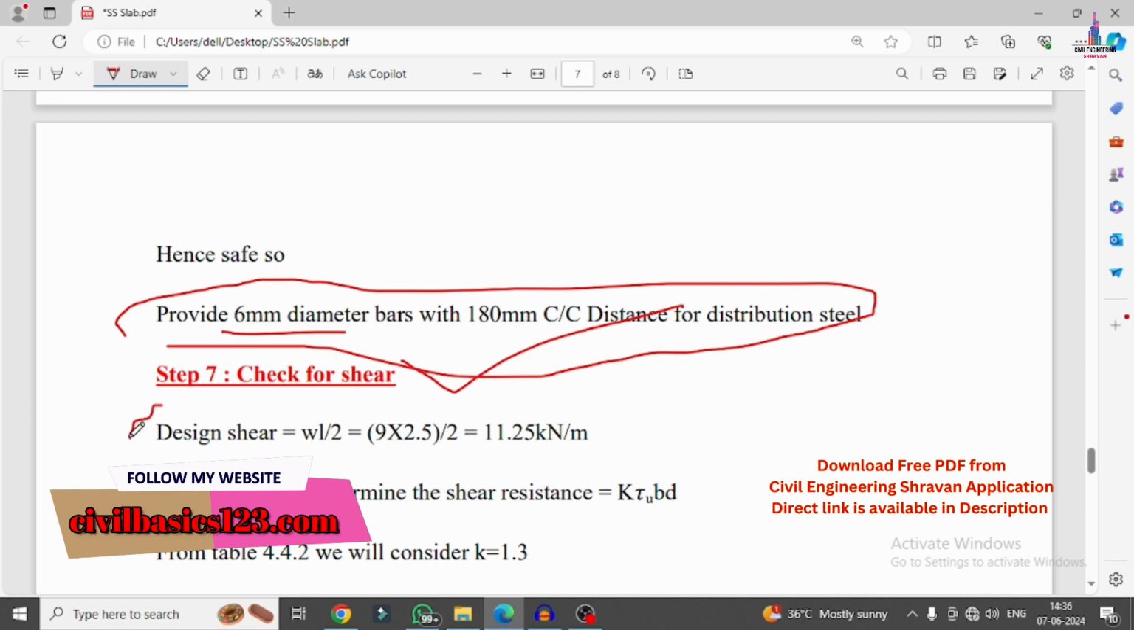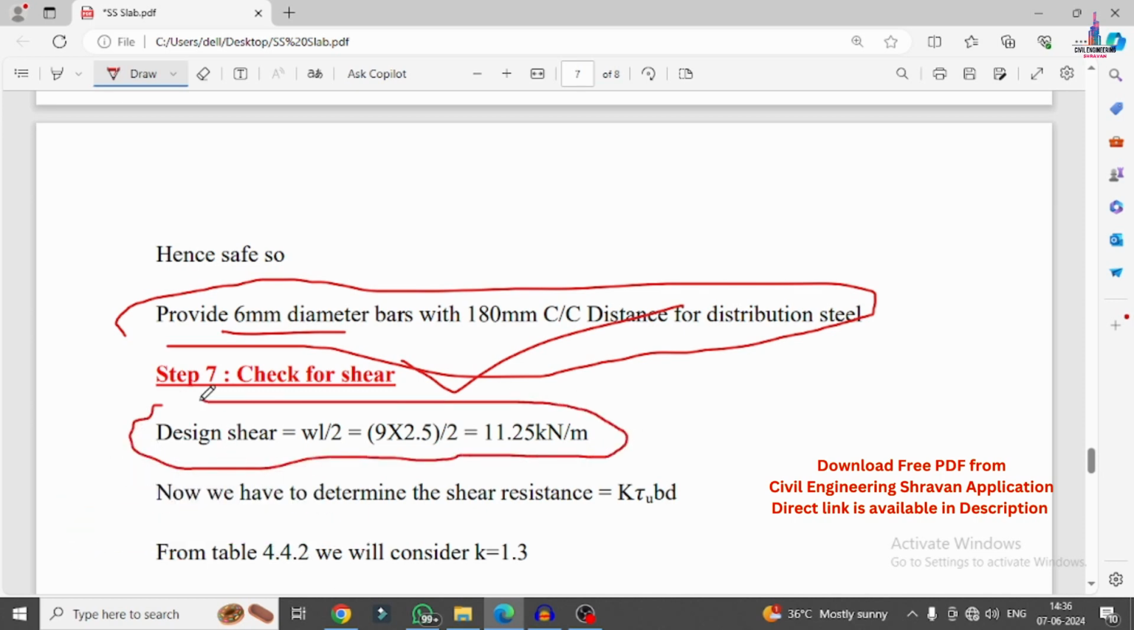Now we have to check for the shear value. So this is also important. So design shear for a simply supported slab section, we have the formula WL by 2. W is the load which we calculated, 9 into 2.5 divided by 2, which comes to 11.25. So now we have to consider the shear resistance value. We calculate this shear resistance according to the IS 456 code provision.